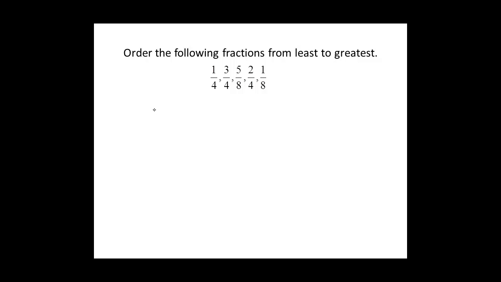We can list the multiples of 4. Multiples of 4 are 4, 8, 12, 16, etc. And multiples of 8 are 8, 16, 24, etc. The first number that they both have in common is the number 8. So let's write each of these fractions with a denominator of 8.